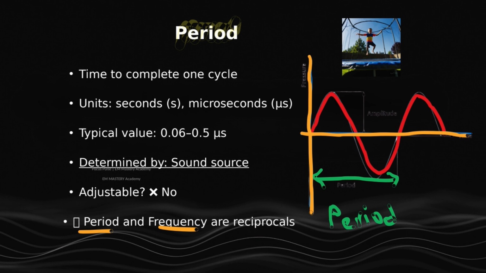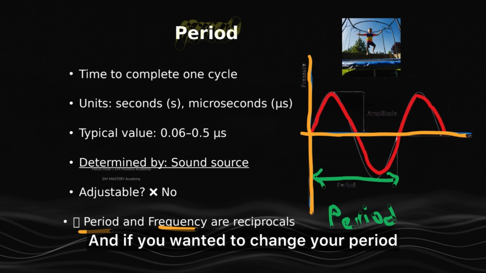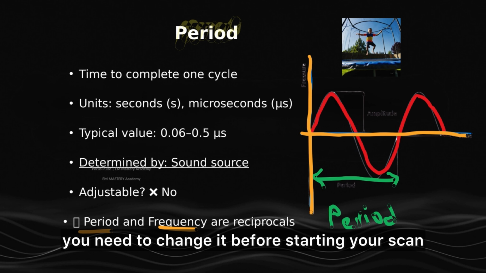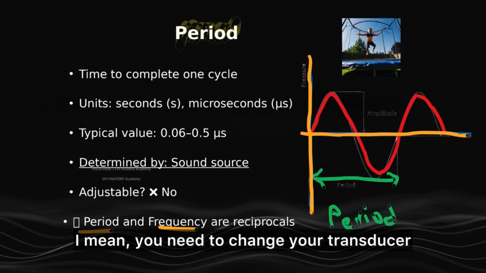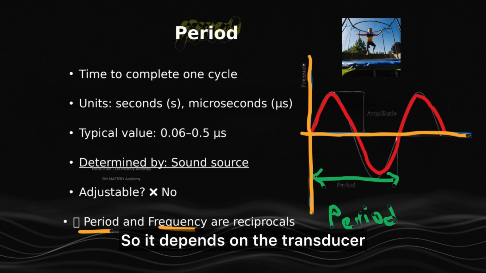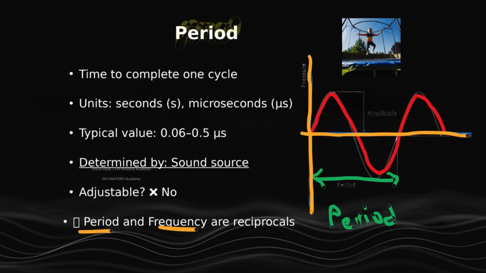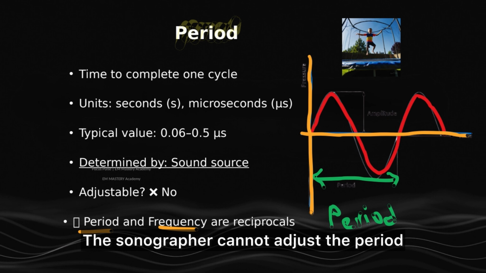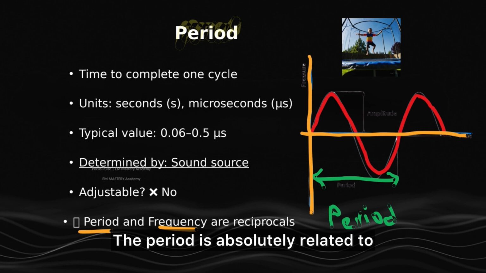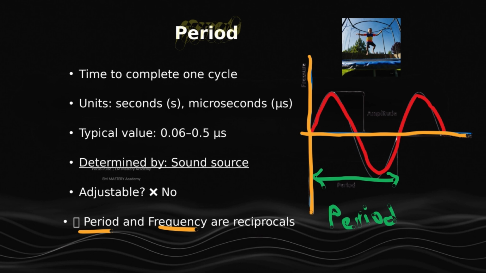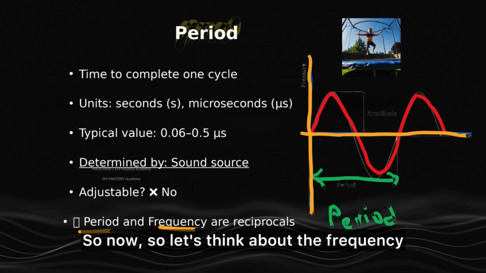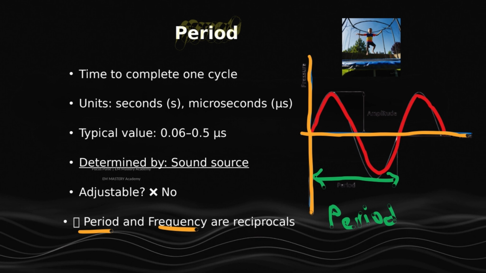During the ultrasound scan, you cannot change the period. If you want to change your period, you need to change it before starting your scan. I mean, you need to change your transducer. It depends on the transducer, the probe, and the machine. So the sonographer cannot adjust the period. The period is absolutely related to the transducer that you are using. Now, let's talk about the frequency.